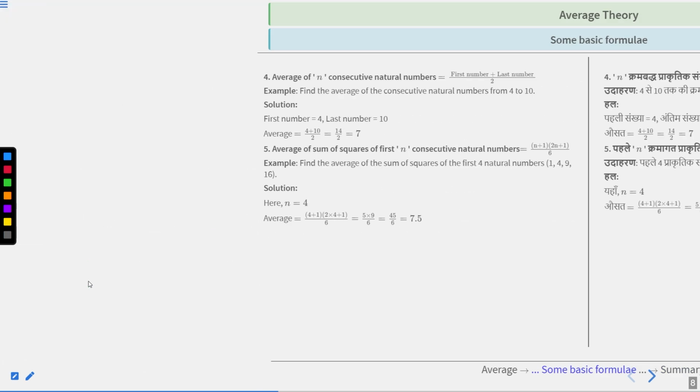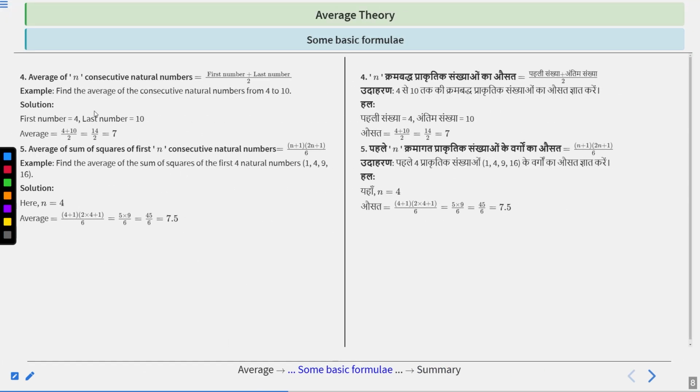Clear? Now, average of n consecutive natural numbers. If n consecutive natural numbers are given, then what will be the average? We can add up the first number and the last number and divide by 2. We get the average of n consecutive natural numbers. For example, find the average of consecutive natural numbers from 4 to 10. How many numbers will be there? The first number is 4 and the last number is 10.